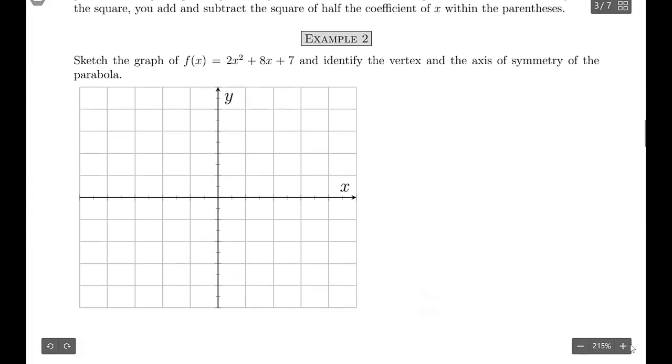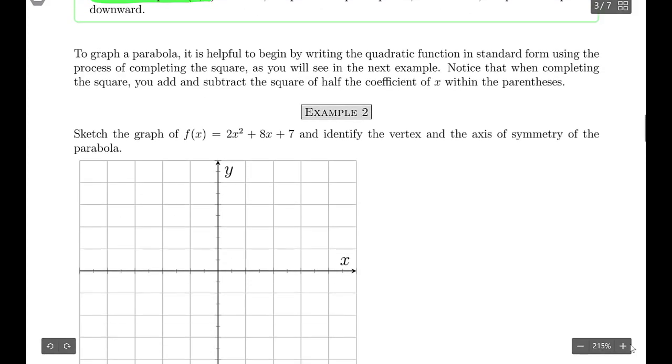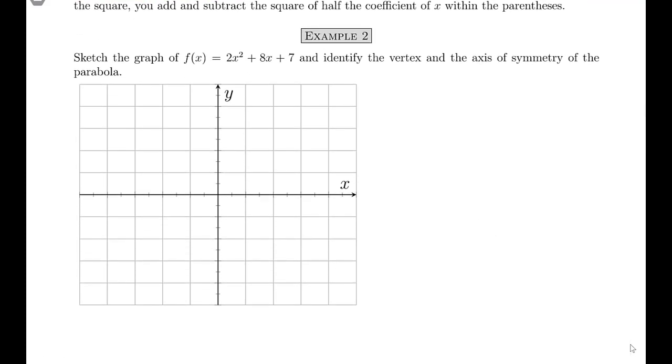And we're going to put that into practice here with example 2. I skipped over the note there. To graph the parabola, it's helpful to begin by writing the equation in standard form using the process of completing the square. And we're going to do that here in example 2. We're going to complete the square to graph this. So our original function is 2x squared plus 8x plus 7. One thing that I will note before we get started, let me write this out.